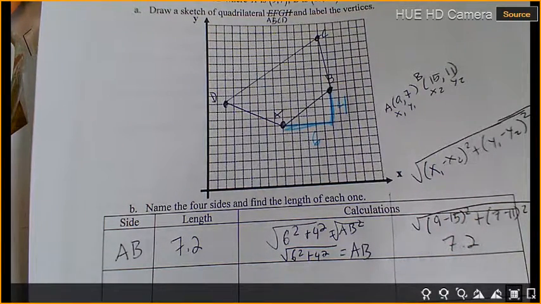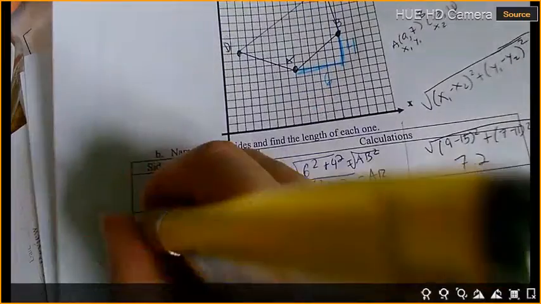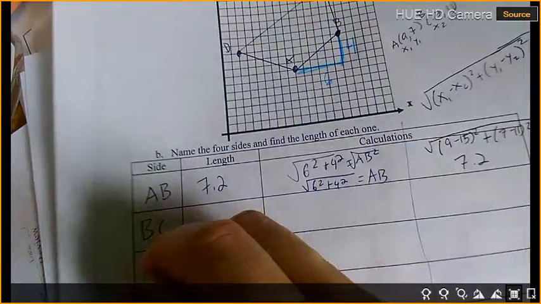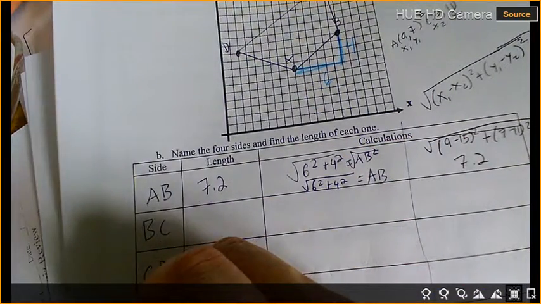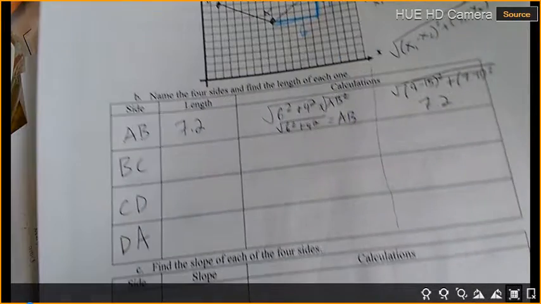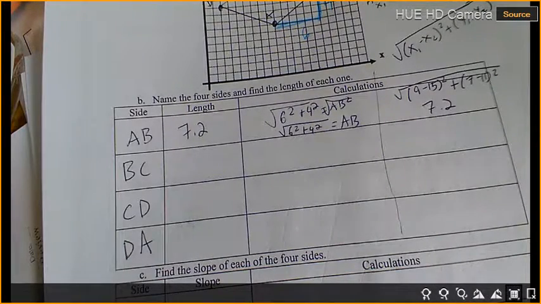Questions about how to find the length of a side? Keep going. Okay, so you know you're going to have to find BC, CD, and DA as well. Yeah, rounding to the nearest tenth is a pretty good deal.